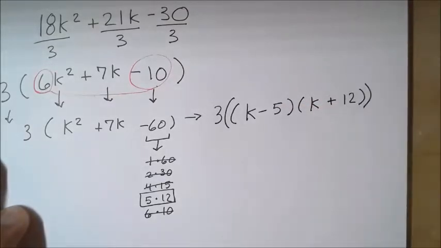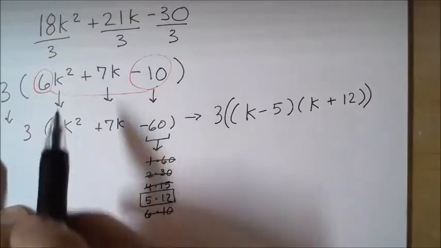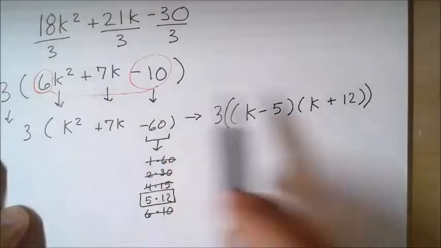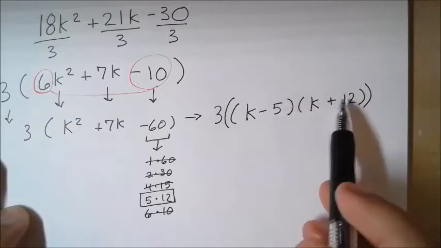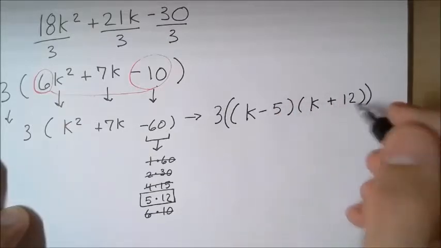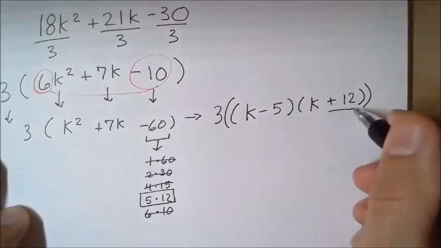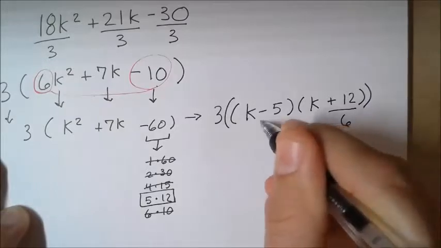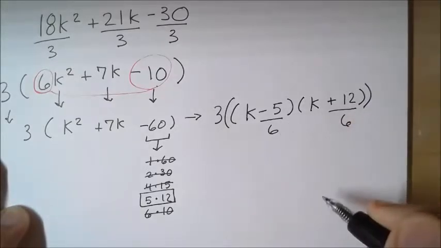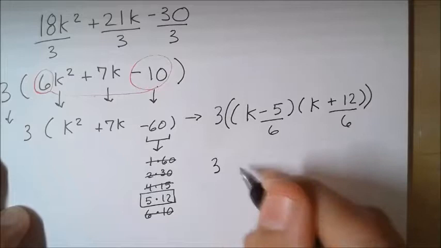And now we still have another step to do. Remember that we have to take that leading coefficient and we need to divide it out of both of these integers. So let's go ahead and do that. So I'm going to divide this by 6. I'm going to divide this by 6. So I'm going to go ahead and rewrite this. I have 3.